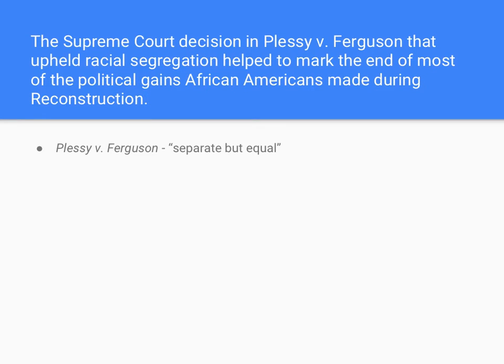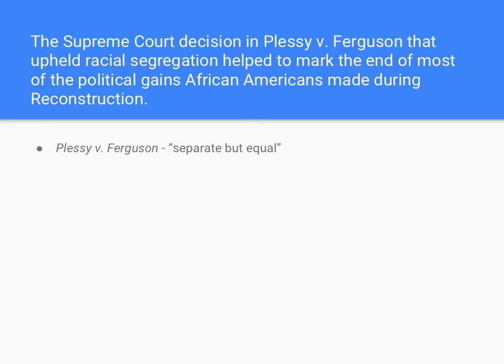In fact, we also see a similar shift in the Supreme Court's decisions with Plessy v. Ferguson. So during and after Reconstruction, the Supreme Court actually gave more power to the states to discriminate and segregate and went against what Congress was trying to do to protect African American civil rights with the 14th and 15th Amendments.